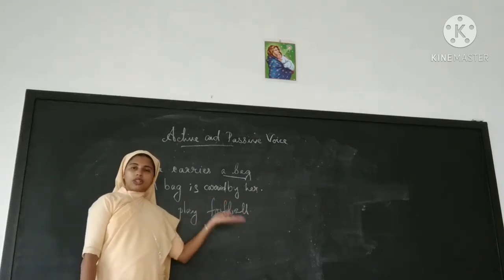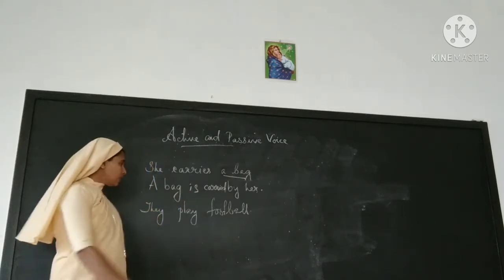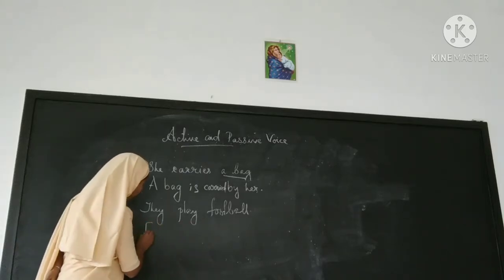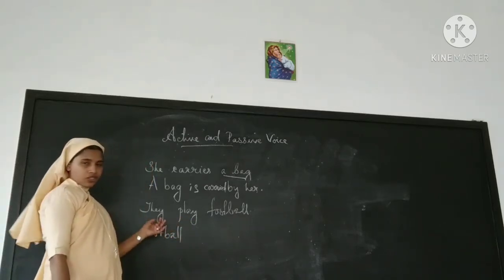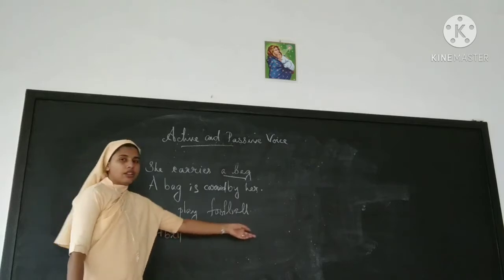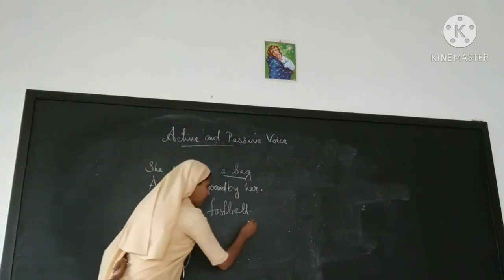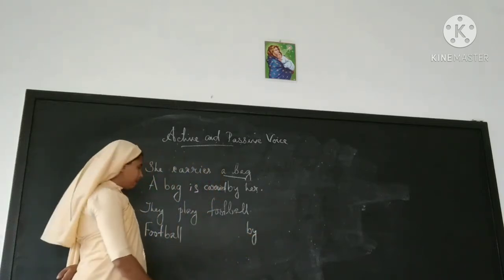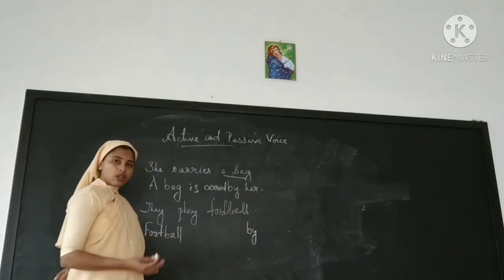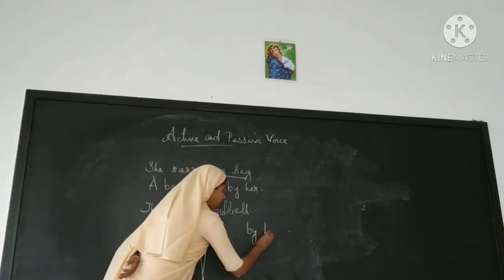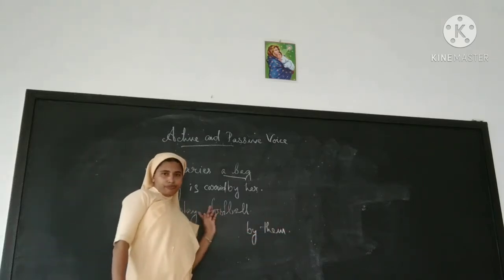Okay, so let's try to convert it into passive voice. The object will take the position of the subject. So what must be first? Football. Football is the subject, and the subject will take the position of the object, so by will be added here. By must be added, and if it is a pronoun, it takes its objective case. Then what is the objective case of they? Them. By them. Football by them.